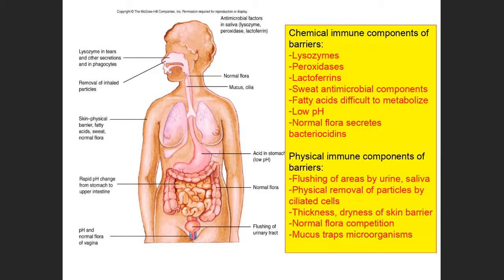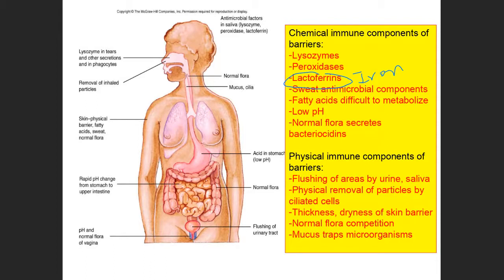some bacterial enzymes. Lactoferrins. Lactoferrins are proteins that bind to iron. And iron is a precious element that many cells need for their enzymes to work, and that includes bacteria. So when there is an alert that an infectious agent is in the body, lactoferrins are secreted to sequester iron and prevent iron from being available for bacterial growth.